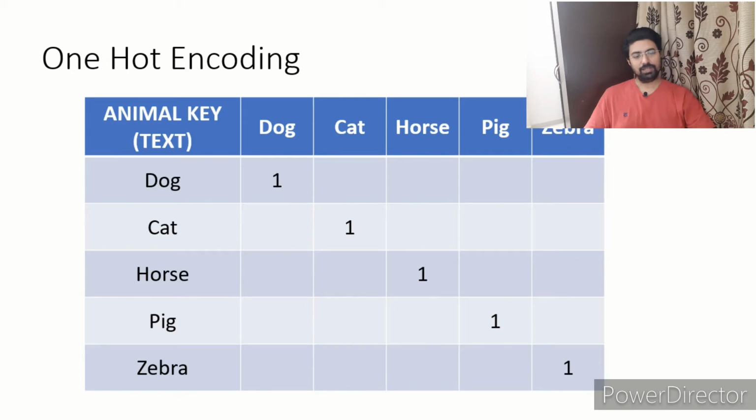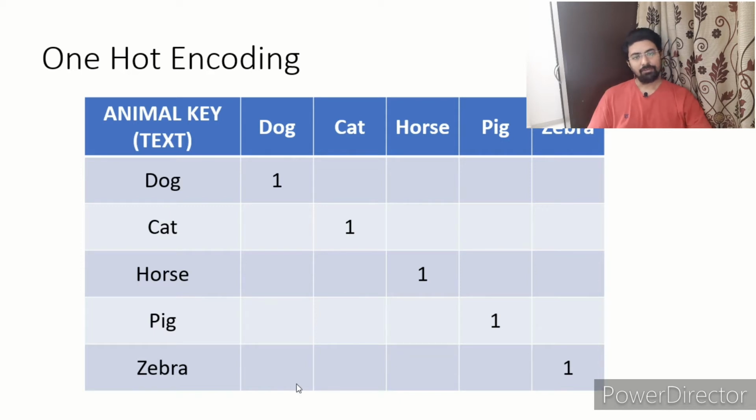Just like in this example, we have 4 animal keys: dog, cat, horse and pig, and also zebra. Wherever dog is present, it will be marked as 1, like 1 is hot, and for the rest of the categories, the value will be 0. If dog is equal to 1, for cat, horse, pig and zebra it will be 0. Similarly for cat, wherever cat is present, that will be 1 and the rest will be 0, and the same will happen for horse, pig and zebra.